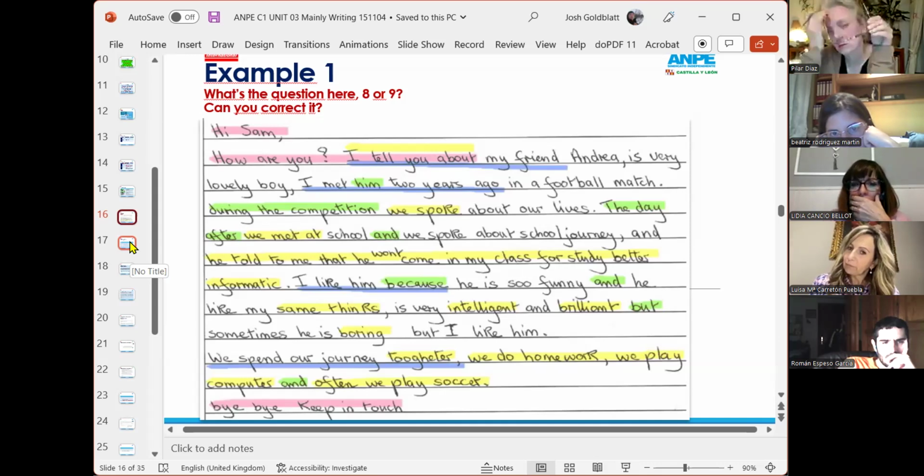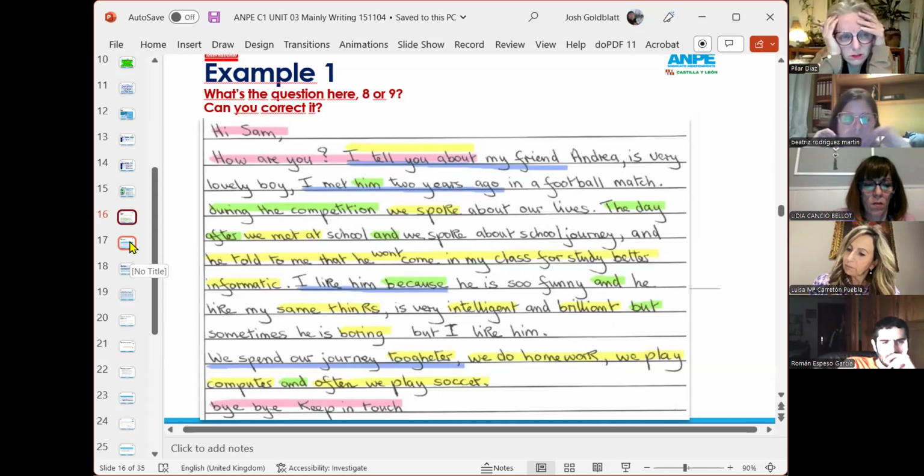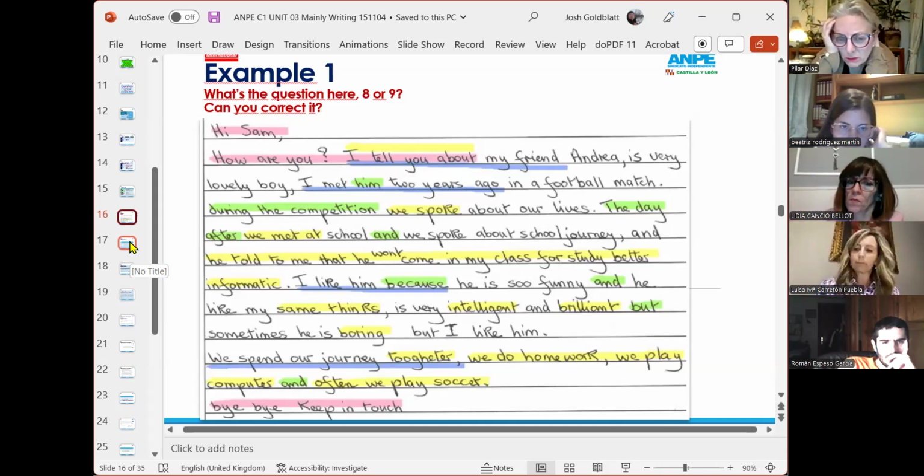I think he has added this part at the end because he didn't have enough words. So I think this section should have been before. Should have been before. Okay? Before describing I like him because he's so funny and so on. But it doesn't matter. It's good, even if it's in the present.